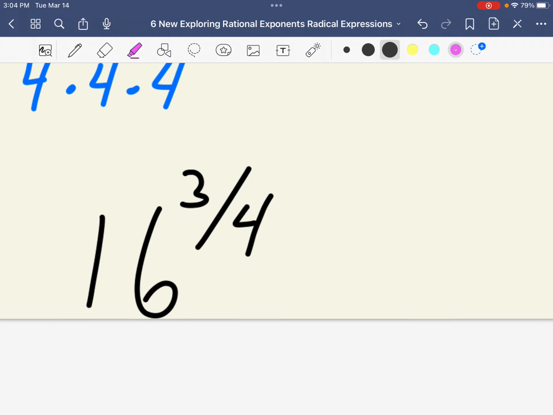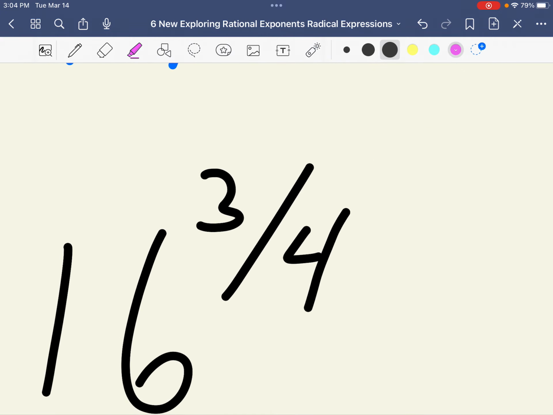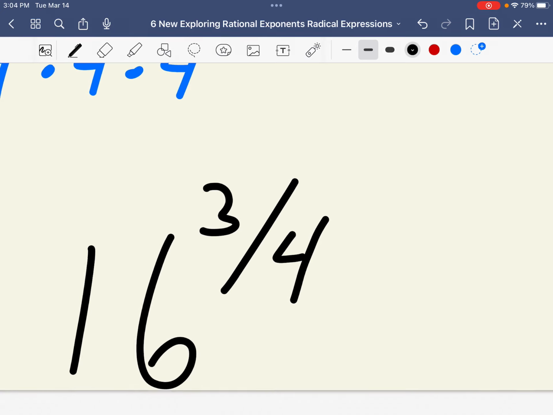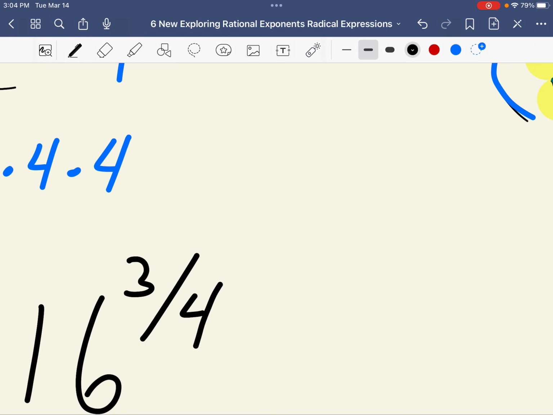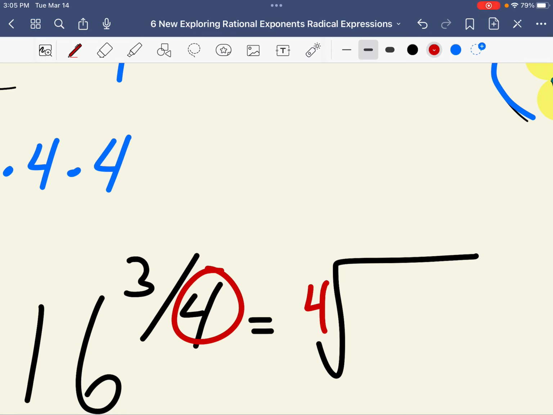Eventually, you guys are going to make sense of something like this. Now, something like this is known as a rational exponent. A rational exponent is an exponent that's a fraction. Oh my goodness, how can I have an exponent that's a fraction? Well, actually, it's not too bad. It just means that we have a root and we have a power. And you guys are going to learn that the root is always going to be the denominator. The power is going to come from the numerator.